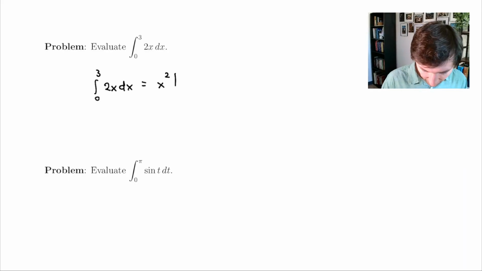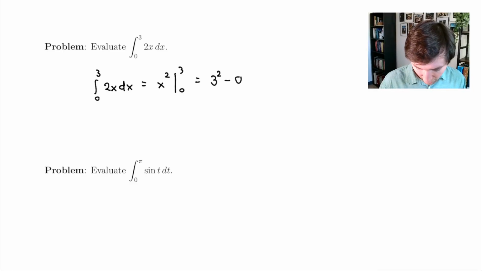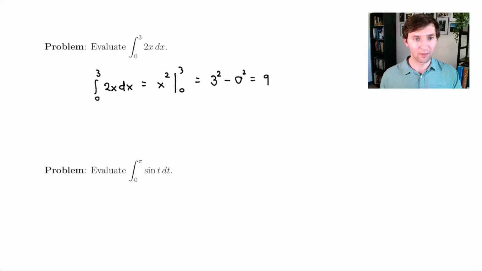According to the theorem, I must evaluate this antiderivative at 3, at 0, and then I must subtract the two results. When I plug in 3, I get 3 squared. When I plug in 0, I get 0 squared. Altogether, I get 9. According to the fundamental theorem of calculus, we could use any antiderivative.